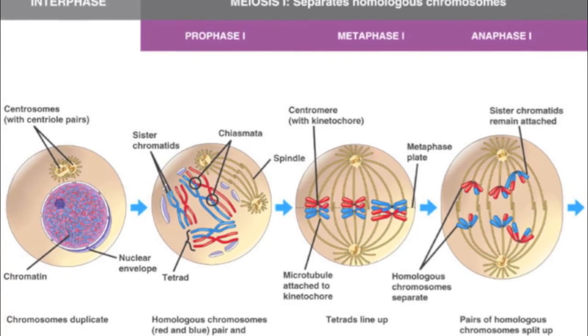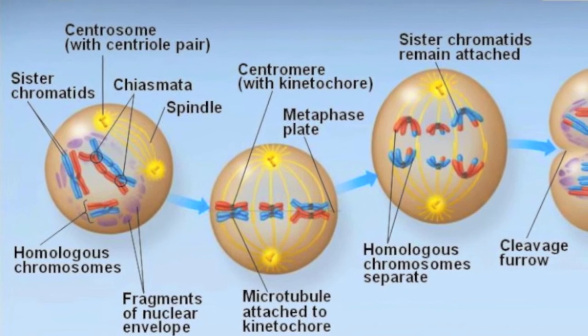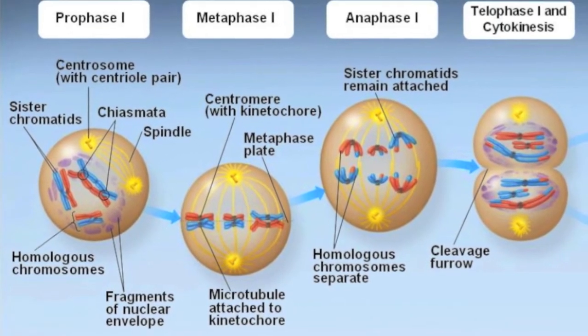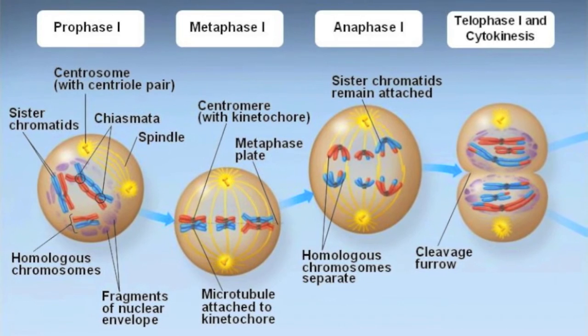Meiosis I separates homologous chromosomes. It involves 4 stages: prophase I, metaphase I, anaphase I, and telophase I. These stages behave the same way in meiosis I as they do in mitosis. They even have the same outcome: 2 daughter cells with the same number of chromosomes as the original parent cell.